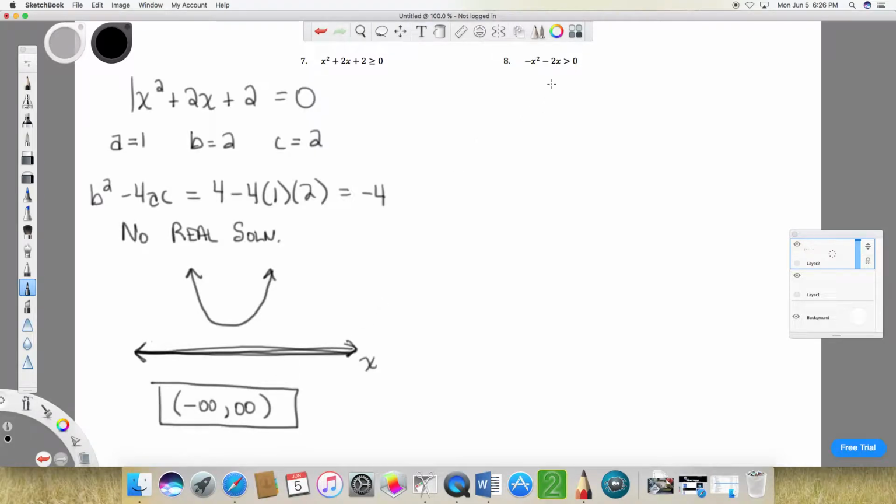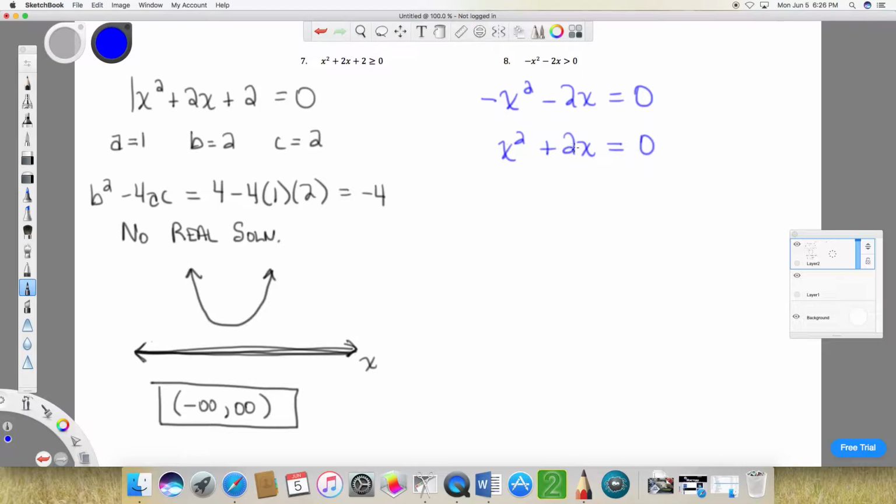All right, so let's take a look at this problem in number 8 and see what we have. Let's take this inequality and just set it equal to 0 and solve. I'm going to multiply everybody by a -1 to make sure I don't make any silly sign errors. And 0 times -1 is still 0.